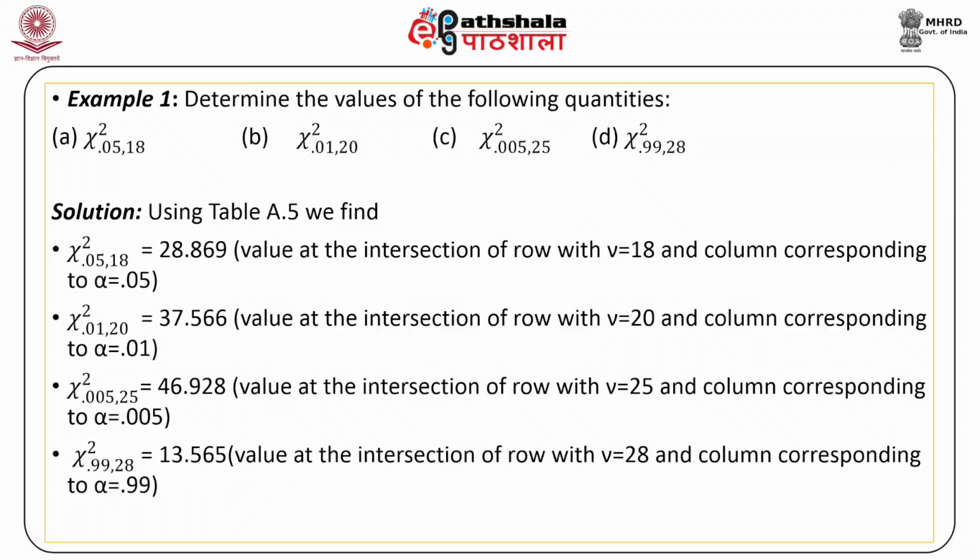37.566. Similarly, for the third part, we can see that the value at the intersection of the row with nu equal to 25 and the column corresponding to alpha equal to 0.005 gives us the value of chi-square 0.005 comma 25 equal to 46.928. Similarly, you can see that the value at the intersection of the row with nu equal to 28 and the column corresponding to alpha equal to 0.99 gives us the value of chi-square 0.99 comma 28 equal to 13.565.